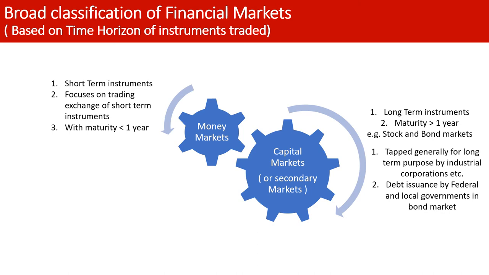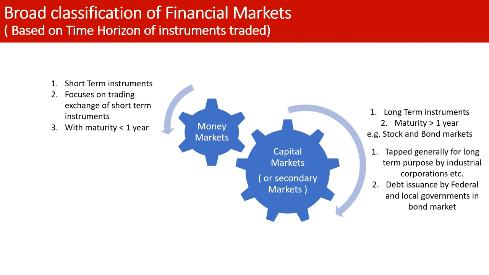Based on the time horizon of instruments being traded in the financial markets, we have two broad classifications of the markets, that is money markets and the capital markets or the secondary markets. Now let me elaborate on them one by one. In case of money markets, what we generally refer to is the short-term instruments. The focus here is on instruments which have a maturity of less than 1 year. On the contrary, in case of capital markets, we have long-term instruments being traded in the market with a maturity of more than 1 year.